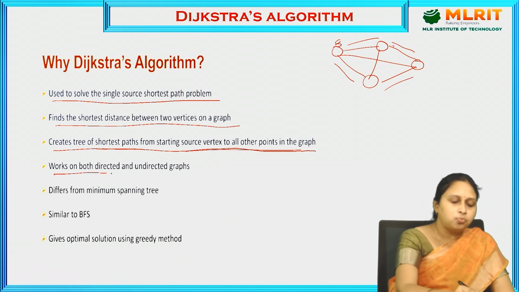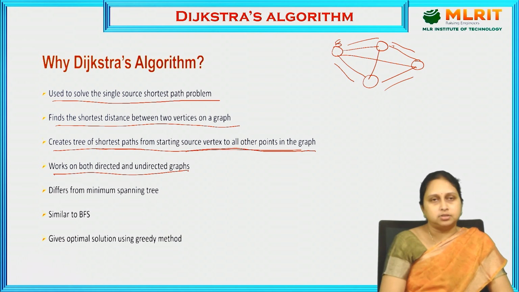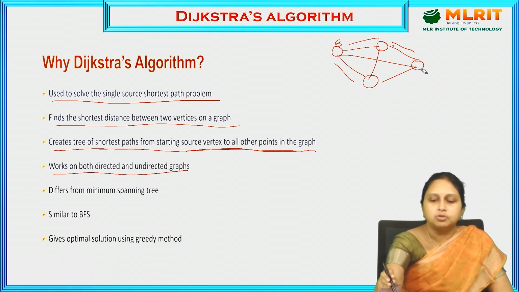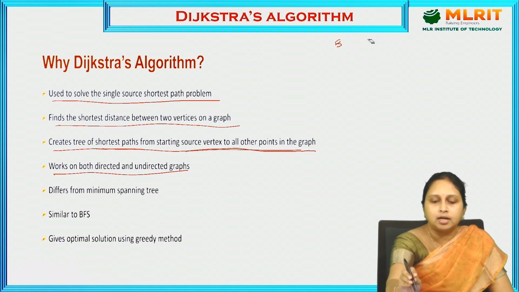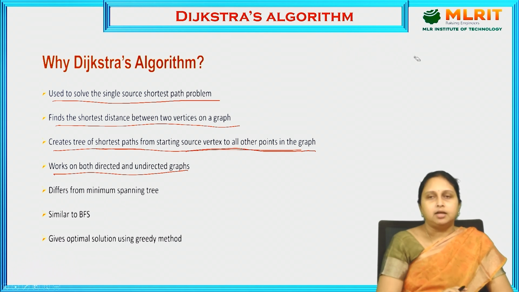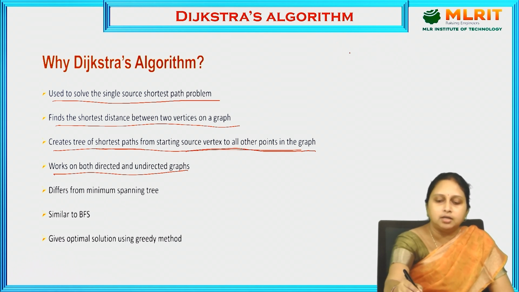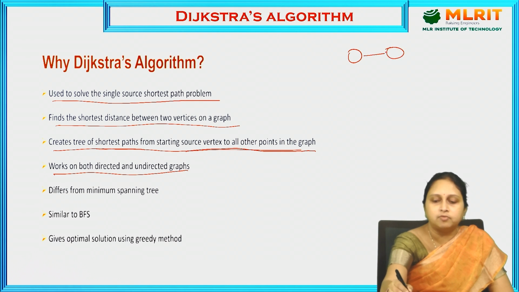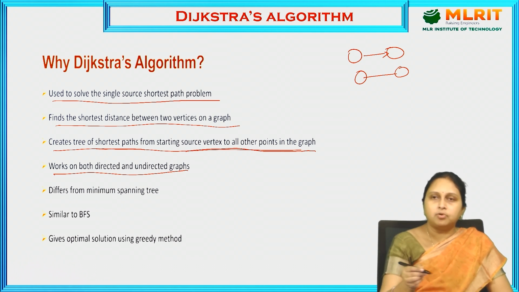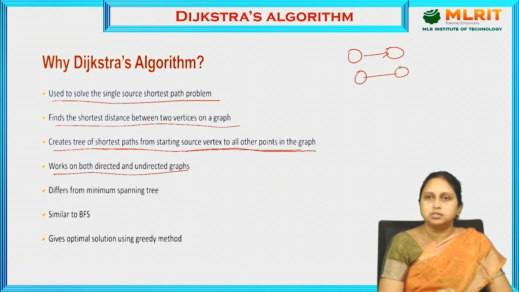It works on both directed and undirected graphs. You know that graphs are of two types: directed and undirected. In directed graphs, you have a direction from one vertex to another vertex. In an undirected graph, we don't have any direction. If I represent a single path or line between two vertices, that is an undirected graph. You don't have any direction, and it is considered bidirectional.